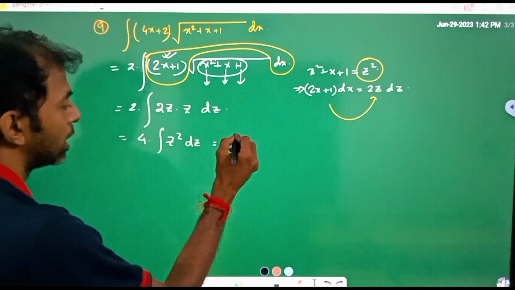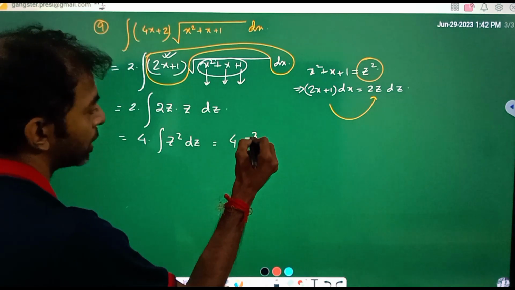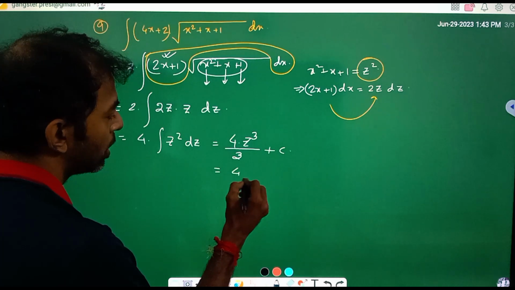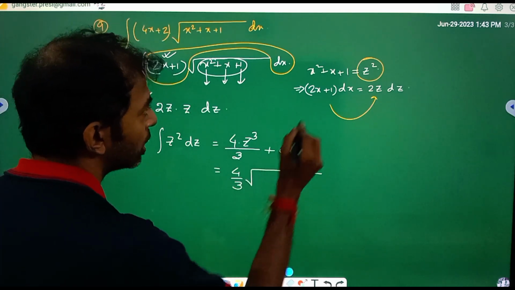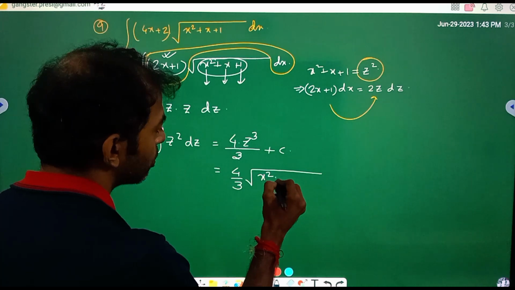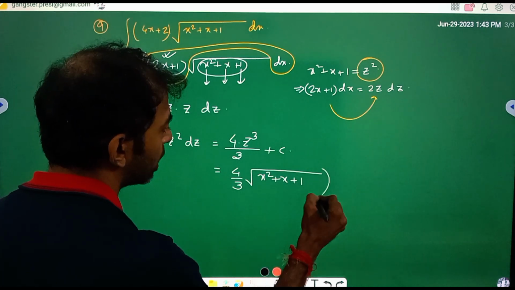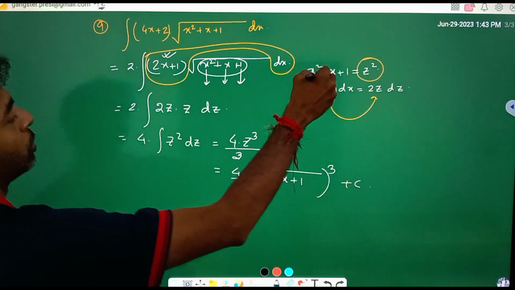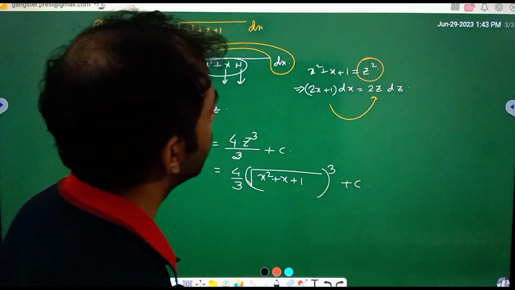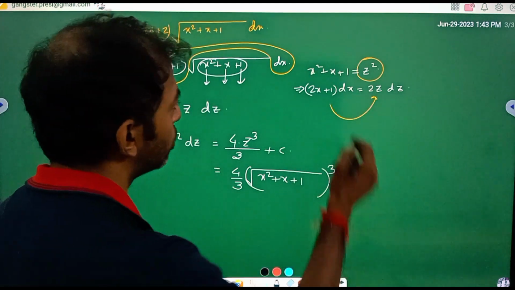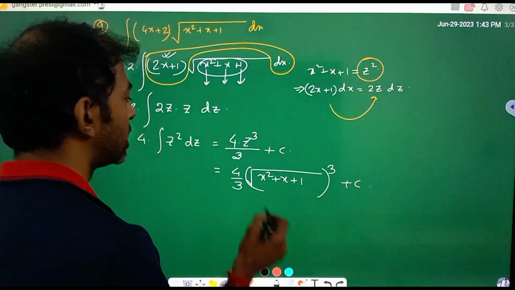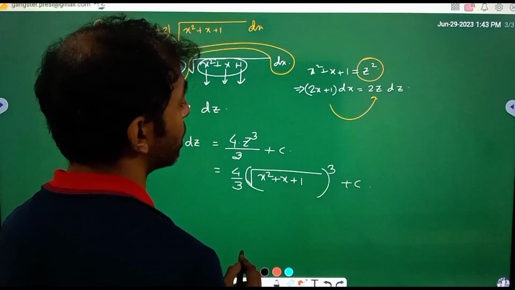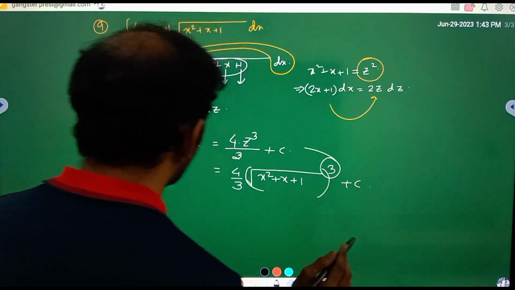Integration z square dz. Now the total result will be z cube by 3 plus c. Now the value of z is root under x square plus x plus 1, so z cube plus c, because z square was equal to x square plus x plus 1. So what will be the value of z? Just take the square root, root under x square plus x plus 1, and put the value of z here, that will be root under x square plus x plus 1 whole power 3. That's it. The problem is solved.